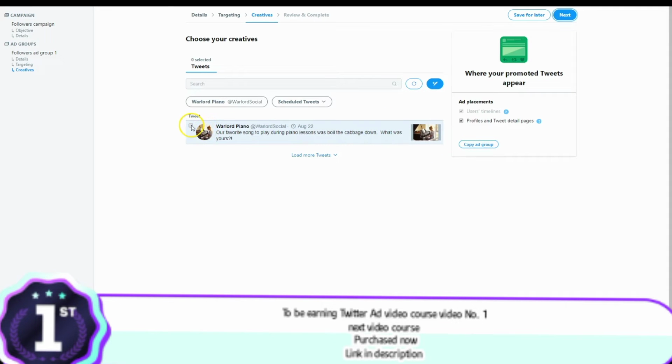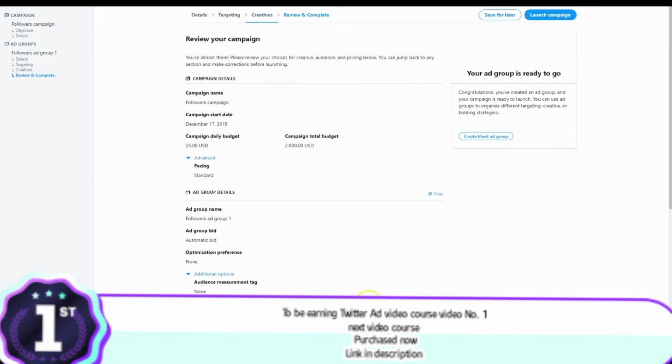Now, let's go ahead and select it. We'll hit next. Oh, and I should mention, users' timelines is the default setting because that's what Twitter is. That's like 90% of Twitter is the timeline. Okay, but you can also choose to sneak your ads into profile pages and tweet detail pages, which we'll leave selected to increase our reach. Next.